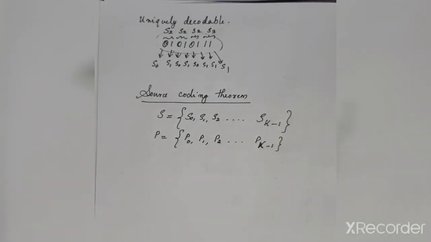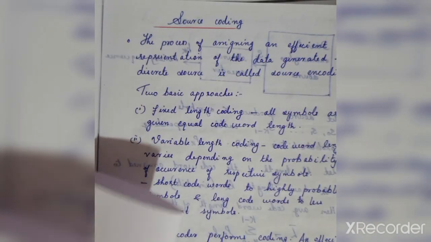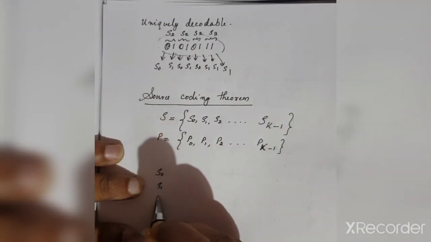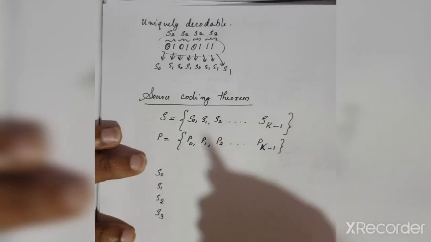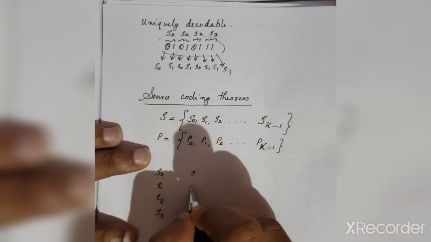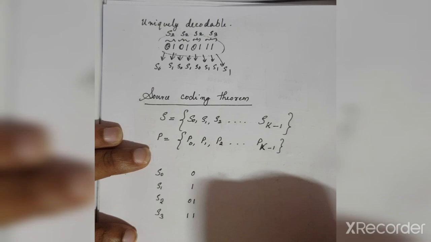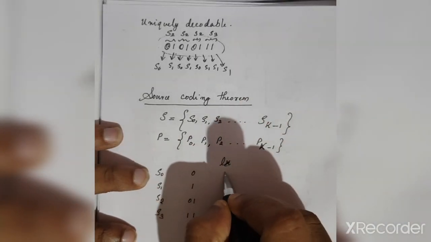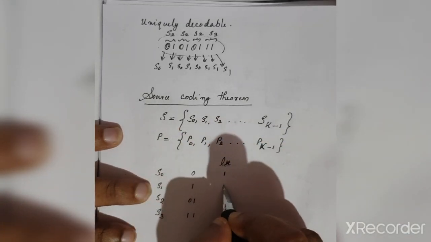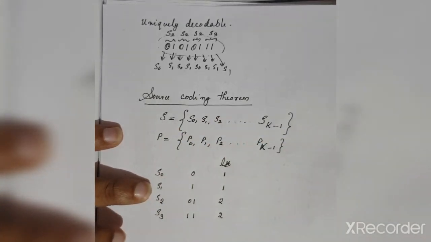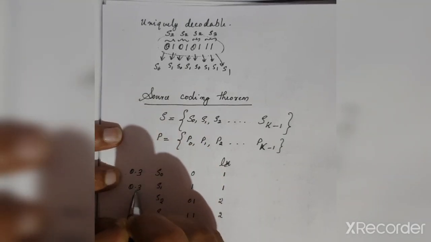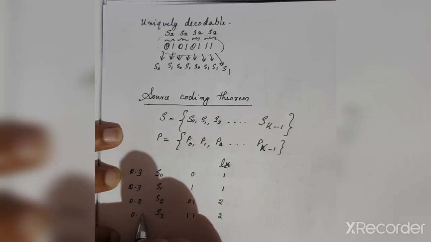Now, just as in this similar example, I'm going to present a table with S0, S1, S2, S3, and the codes 0, 1, 01, 11. What is the length of each of the symbols? For S0 it is 1, for S1 again 1, and then 2, 2. And they have probabilities 0.3, 0.3, 0.2, 0.2.